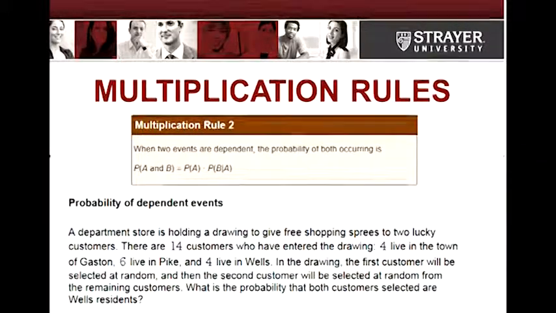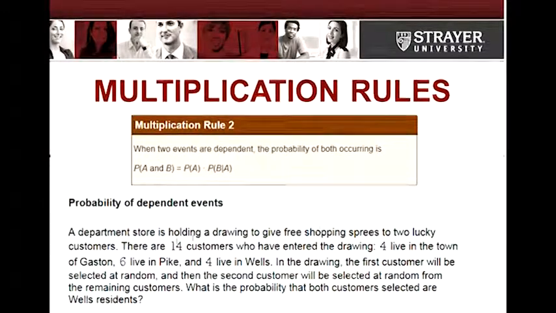So this is a slightly different formula, whereas if they were independent, it was the probability of A times the probability of B. But now that they're dependent, we have to specify that it's B given A.